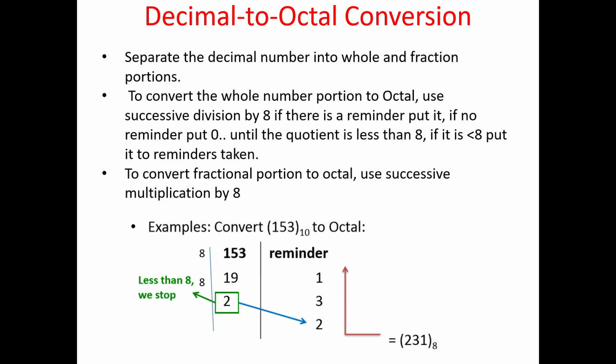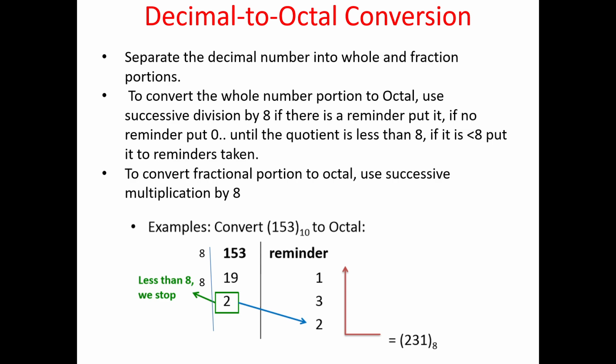To convert the whole number portion into octal, use successive division by 8. If there is a remainder, put it. If no remainder, put 0, until the quotient is less than 8. If it is less than 8, put it as the last remainder taken. To convert the fractional portion to octal, use successive multiplication by 8. When we converted the fractional portion into binary, we did successive multiplication by 2. But here it is octal, so the base is 8, so we do successive multiplication by 8.